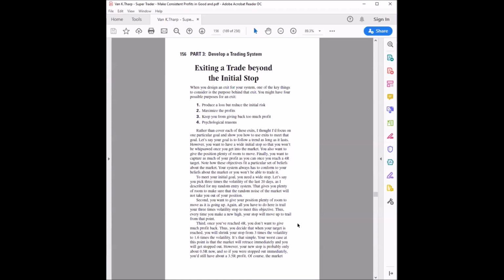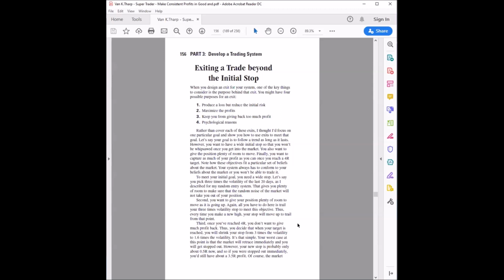Third, he says, once you've reached 4 times risk, so if your risk was 20%, if you reach 4 times that, you don't want to give much profit back. Thus, you decide when your target is reached, you'll shrink your stop from 3 times the volatility. So if your stop was 20% wide and your position is small, if you get to the point where your position is 4 times what you lose from your stop.